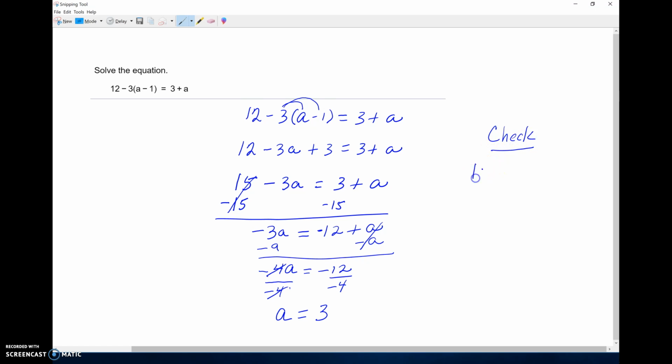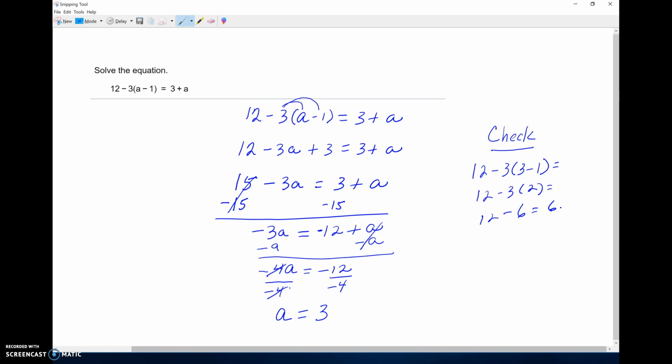And so we have 12 minus 3 times 3 minus 1. We're going to follow the order of operations. We're going to do what's inside the parentheses. So we have 12 minus 3 times 2. And you notice that we still have 3 times 2. So we're going to multiply 3 times 2, which is 6. And 12 minus 6 gives us 6.